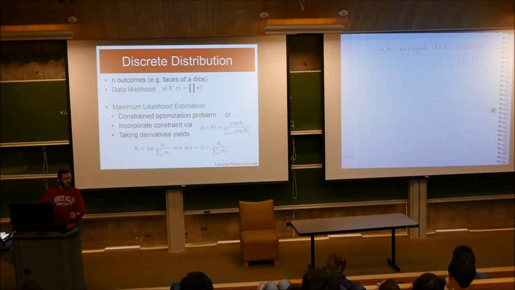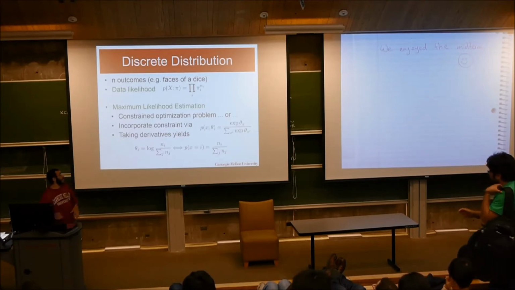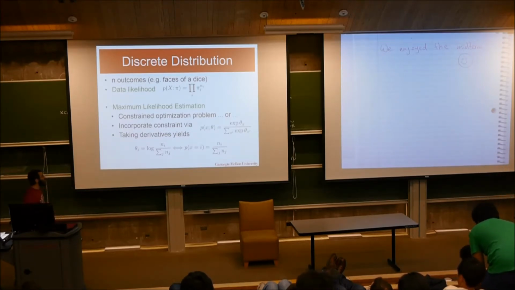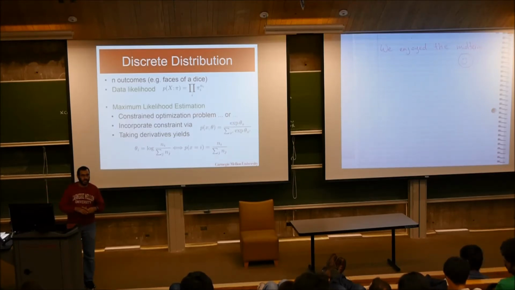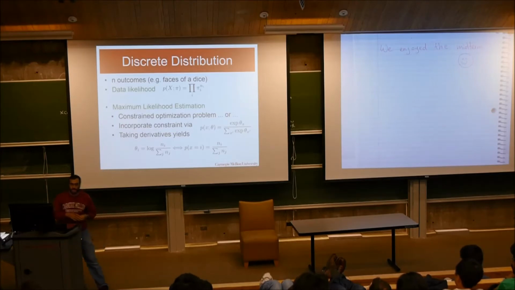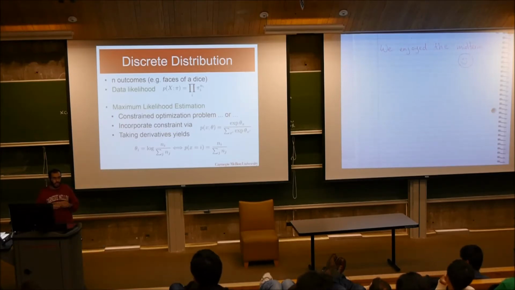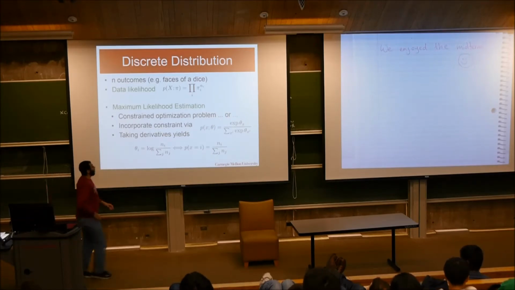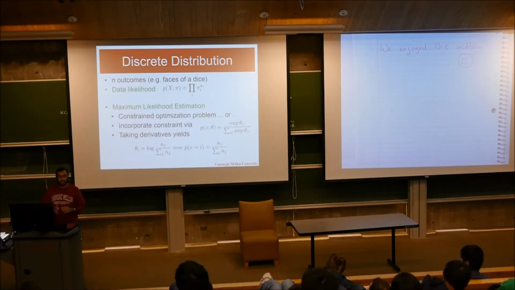So, for example, you throw a die, and you get one of 6 faces. And the probability of getting the ith face is pi_i. And so the data likelihood: you throw the die and you get face 1 n1 times, you get face 2 n2 times, and so on. And so the likelihood of the data, the probability of getting the data given pi, is just the multiplication of pi_i to the power n_i. Is that unclear?